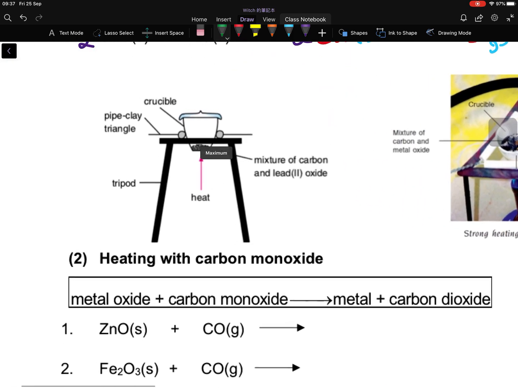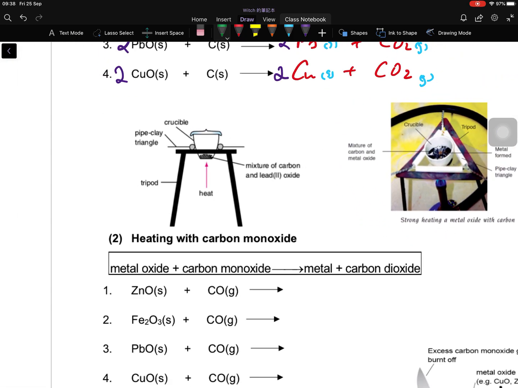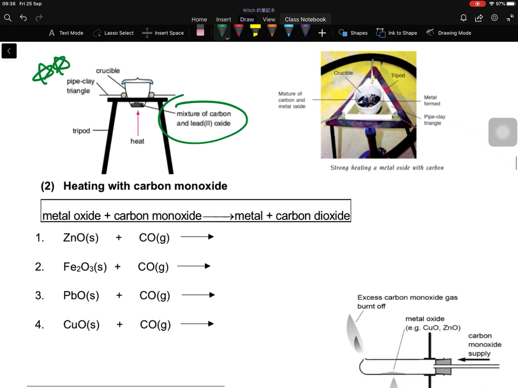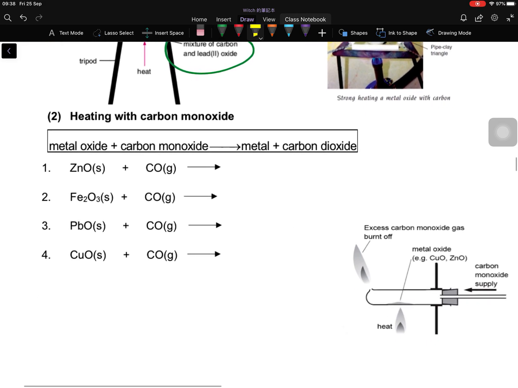So this is the first point. And here is the picture of how the reaction undergoes in the laboratory. This picture is important, so make sure you can write down or draw the experimental setup. Here we have a mixture of metal ore and carbon, then just simply heat it. The second one is heating with carbon monoxide. The word equation is similar: heated with carbon monoxide, we get CO2 and metal formed.